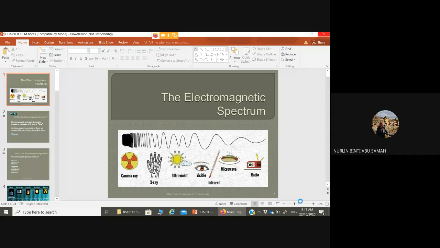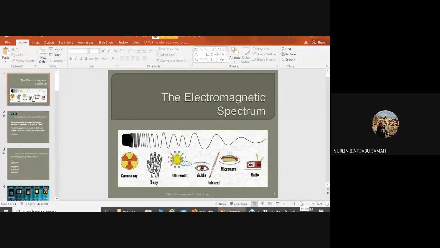If there is no electromagnetic, there will be no instrument. So what I want to say here is that electromagnetic energy is the main component in any instruments, especially in spectrometer.